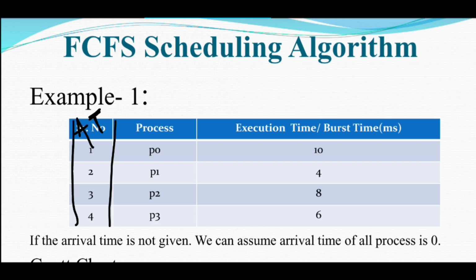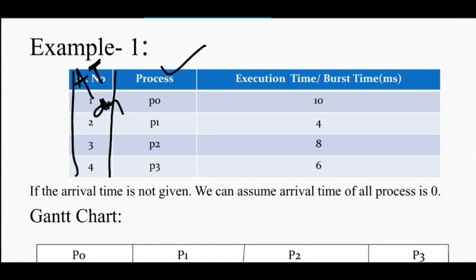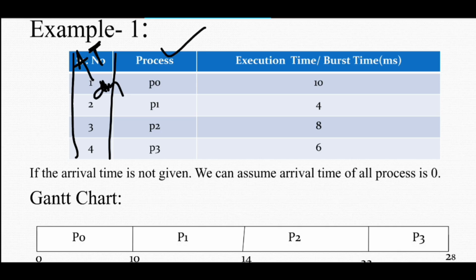Let's consider this as arrival time. At 1 AM, P0 enters the ready state. Then at 2 PM, P1 enters the ready state, at 3 PM P2, and at 4 AM P3. The process which comes first will be executed first. P0 entered the ready state first, so it will be executed first.